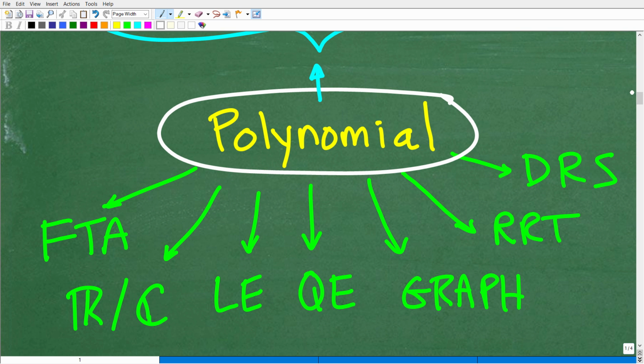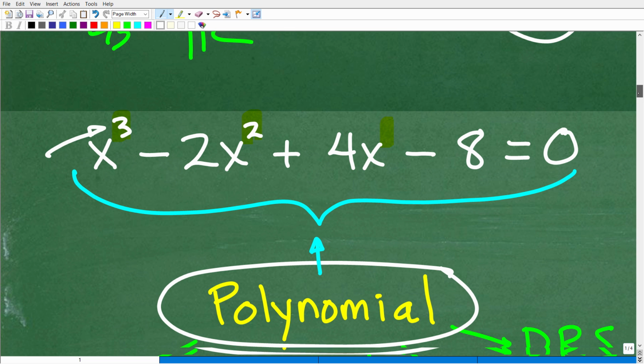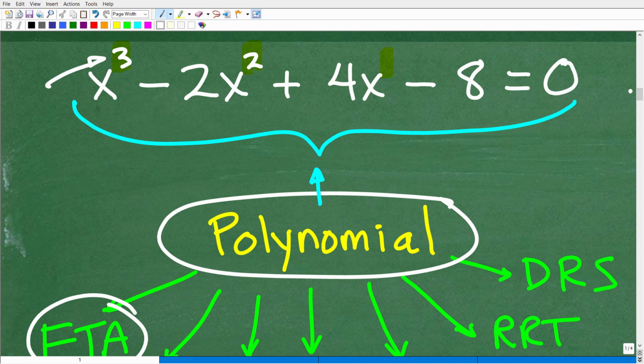Here are some things that we need to be thinking about when we solve a polynomial equation. The first thing is the Fundamental Theorem of Algebra, FTA. What does that say? Basically, the short version of what the Fundamental Theorem of Algebra states is that whatever the highest power of your polynomial equation is, that's how many solutions the polynomial will have. We have a third degree polynomial equation, so we're going to have 3 solutions.